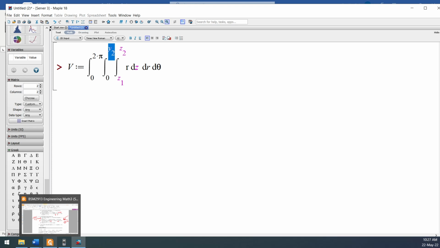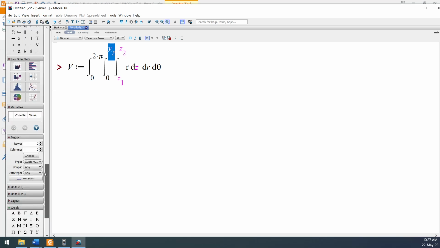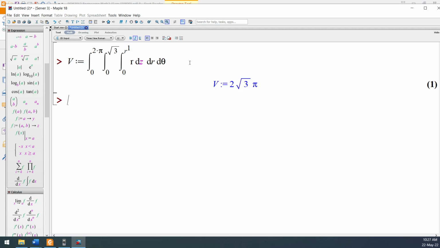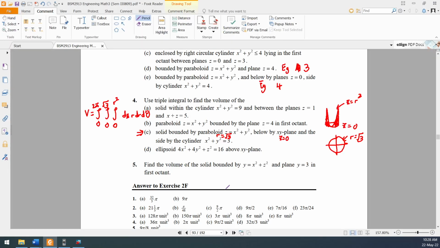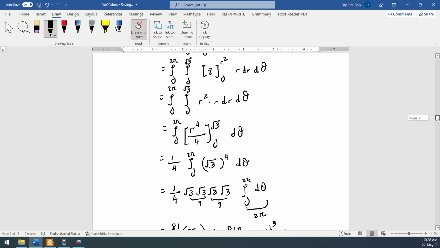Where's the mistake? Then z is 0 to r squared, power 2. We got 9 over 2 pi, so we made a careless mistake in integrating. Let's see where the mistake is in the integration. Oh, sorry, here: 3 times 3 is 3, not 9. That's why the mistake is here.